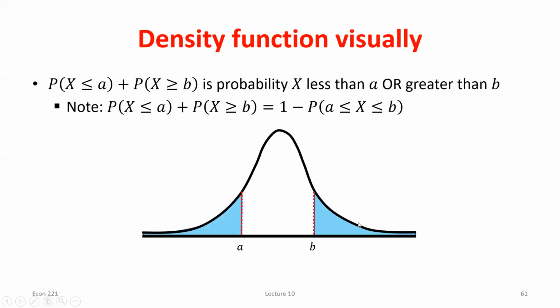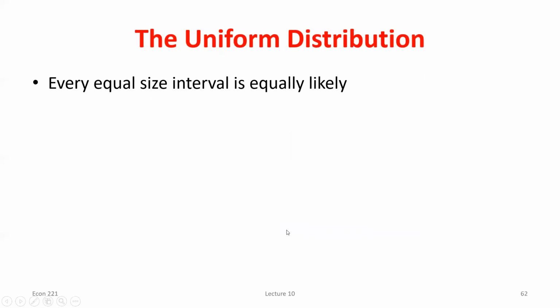I could think about the area outside of A and B. I could do a bunch of different combinations here, right? It's really just what outcomes am I looking for, and then the area under the curve. Okay, all right, so that was just a precursor, generally thinking about these continuous distributions.